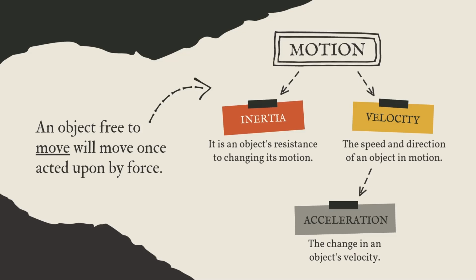Motion. Inertia is an object's resistance to changing its motion. Velocity is the speed and direction of an object in motion. Acceleration is the change in an object's velocity.